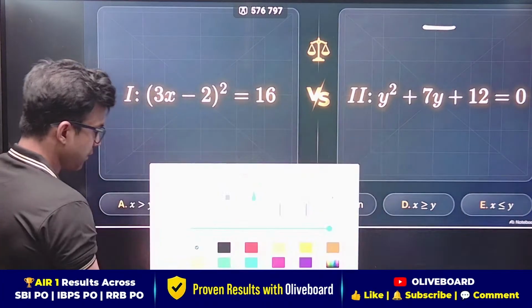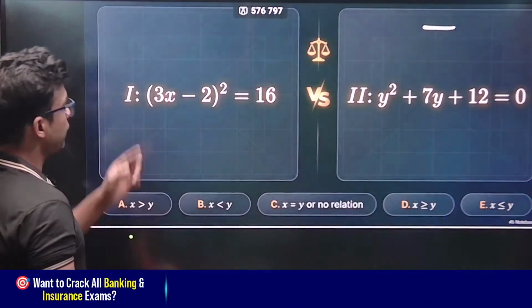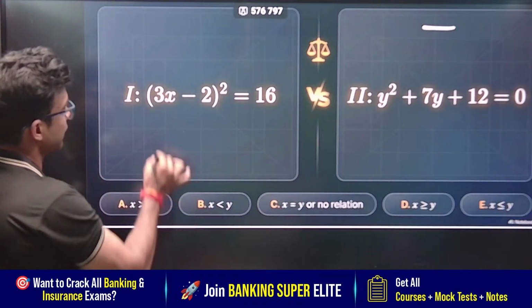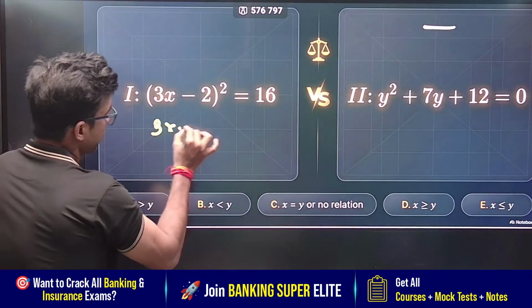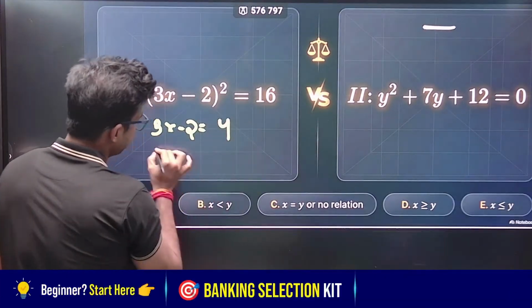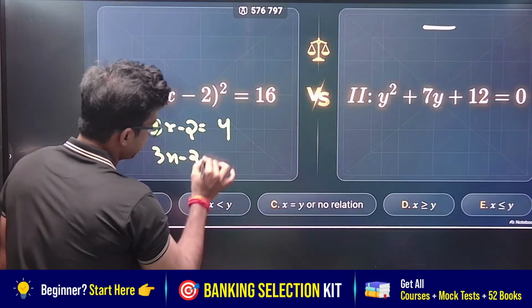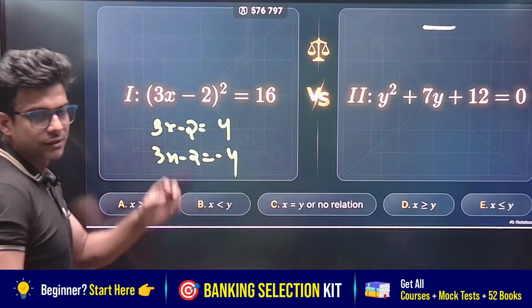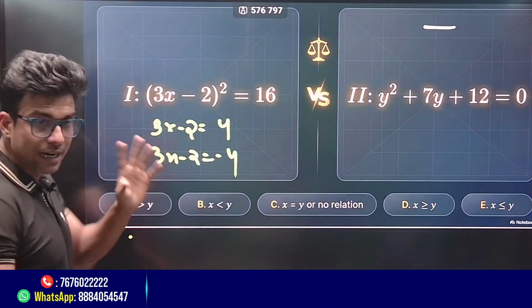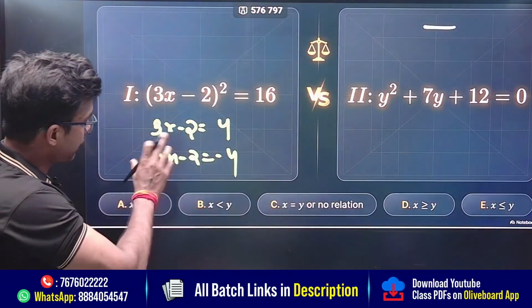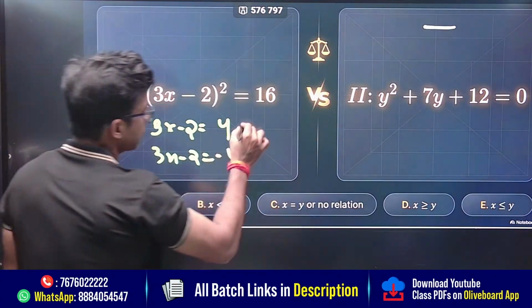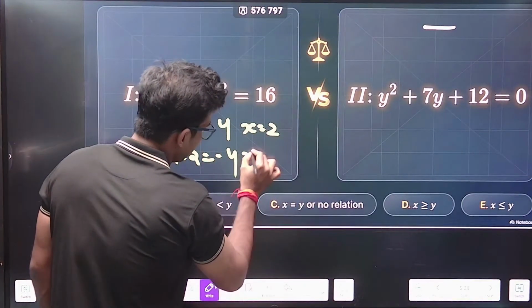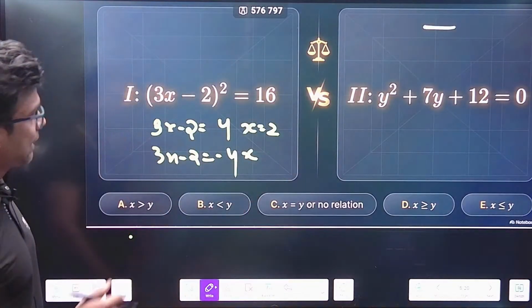So guys, have a look. First of all, we have (3x minus 2) whole square. Then I can write 3x minus 2 is equal to plus 4, and 3x minus 2 is equal to minus 4. First of all, you are getting the value x equals 2. Second, you are getting x equals minus 2 by 3.